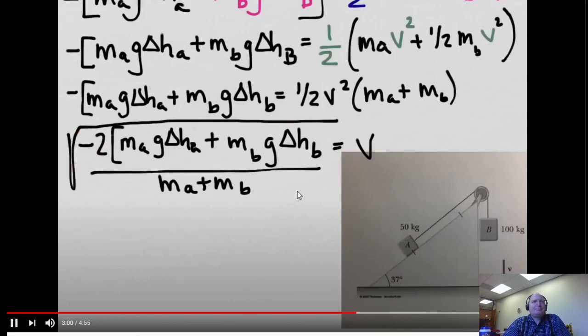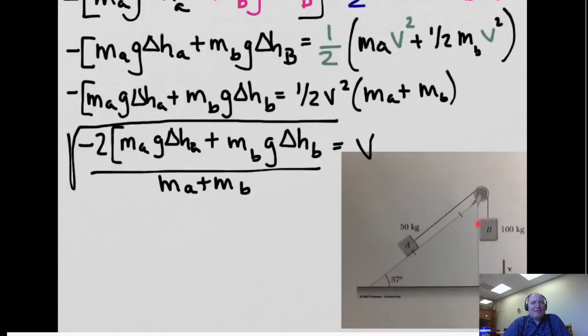Now I need to figure out what all the numbers are. So I'm going to come over to my picture. Obviously, I have my M's. I now have to figure out what my delta H's are. So yeah, that's going to be the tough part to do, a little bit of math for that.